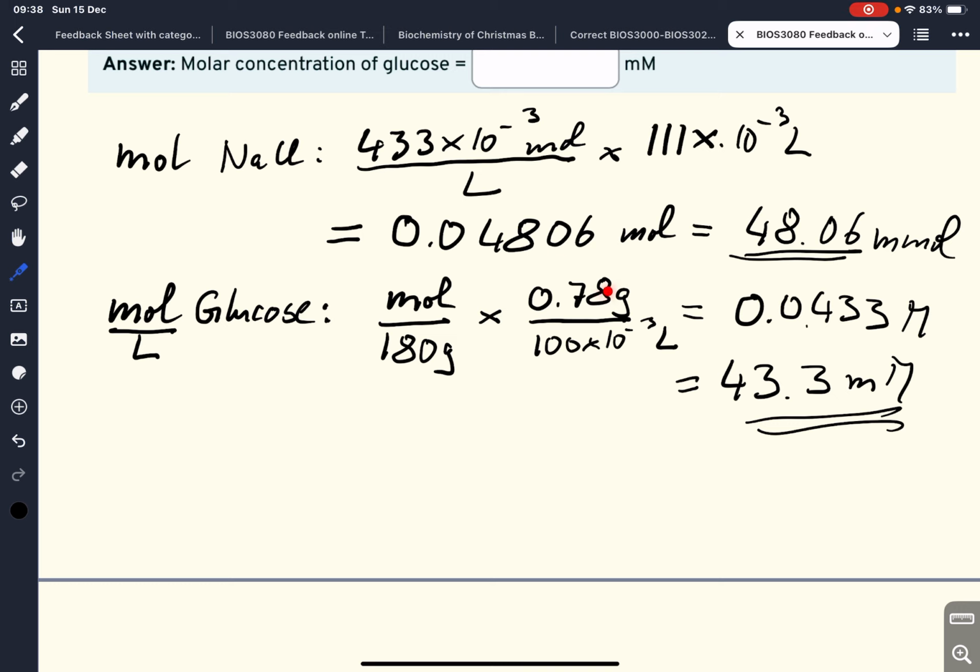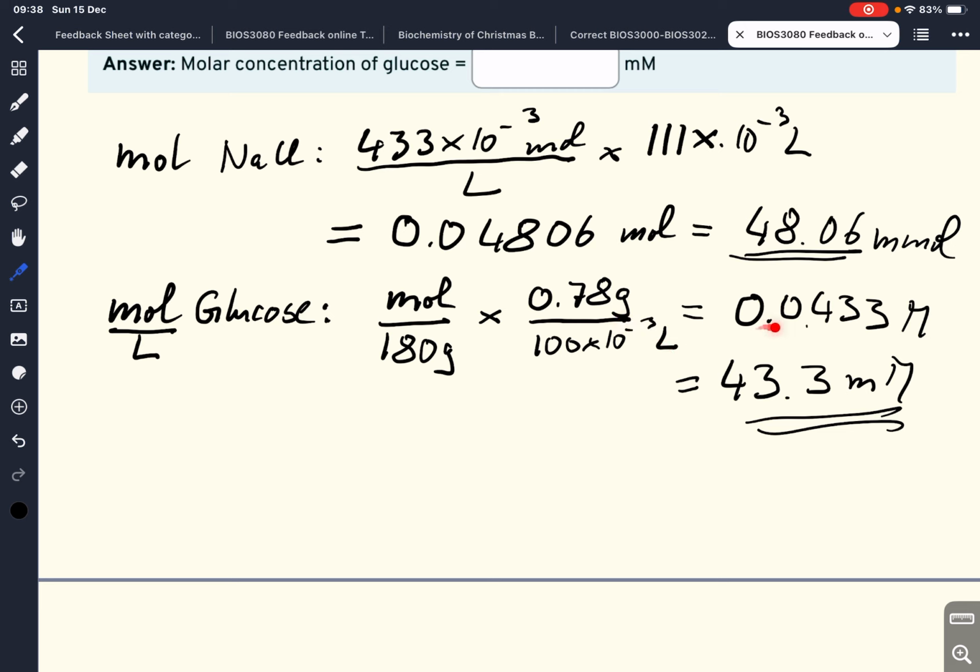0.78 weight per volume percent. We can write as 0.78 gram per 100 milliliter here, and the grams cancel out. The unit that is left is mole per liter, and that is exactly what we want.